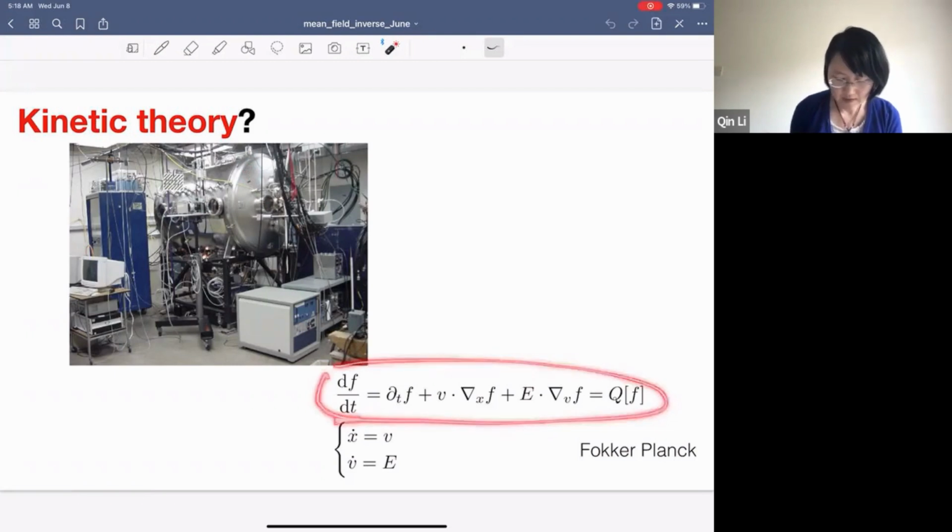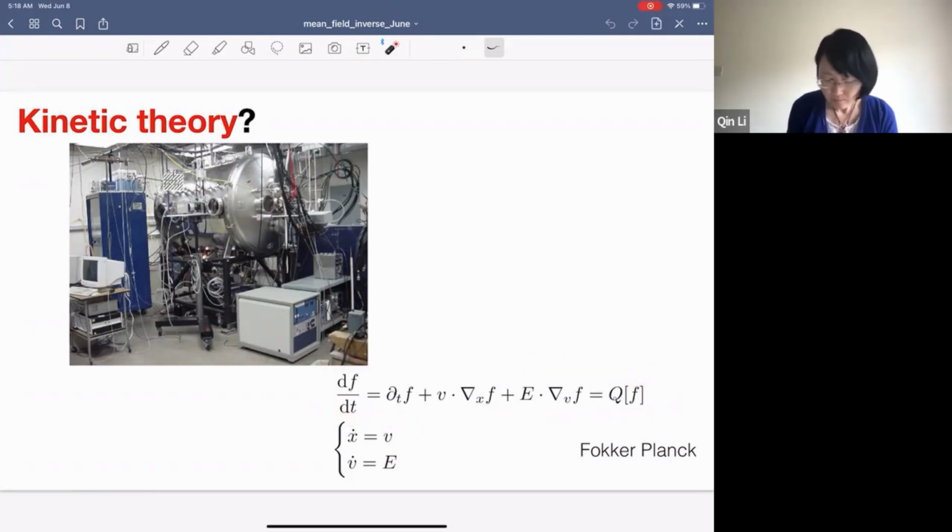The left-hand side is the dynamics of the distribution. As you can see, the time evolution of the distribution is governed by 3 terms. These 2 terms on the left-hand side basically say that along the x direction, I move with velocity v, so x dot equals v. And the second term tells you that along the v direction, v gets accelerated or decelerated according to the electric field E. Translated to ODEs, that is x dot equals v and v dot equals the electric field. So that's the dynamics of the distribution.